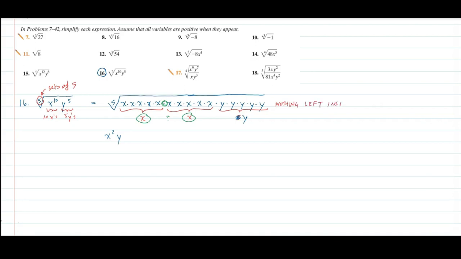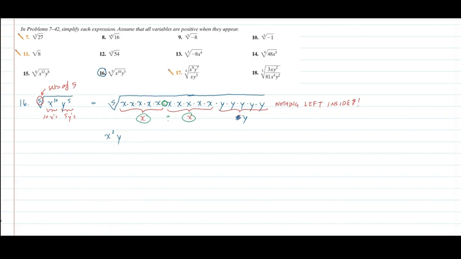Well, what do you do when there's nothing left inside? Basically, what you do is you don't write it. This looks ridiculous if you write fifth root of nothing, right? If anything, write a 1 or something like that. Don't write 0, because then that's wrong.